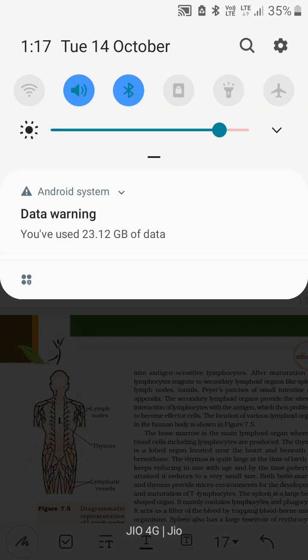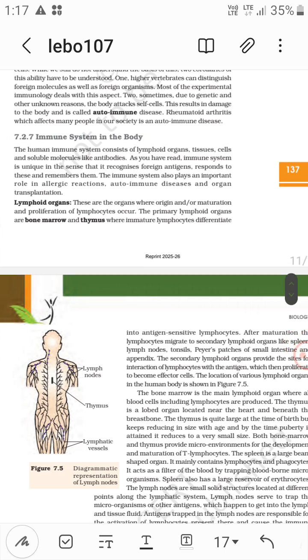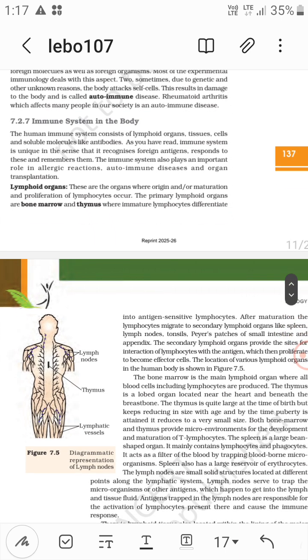The human immune system consists of lymphoid organs, tissues, cells, and soluble molecules like antibodies. These antibodies are the soluble molecules. Okay, so this is done. But now we are going to study the lymphoid organs. These are the organs where origin, maturation, and proliferation of lymphocytes occur.